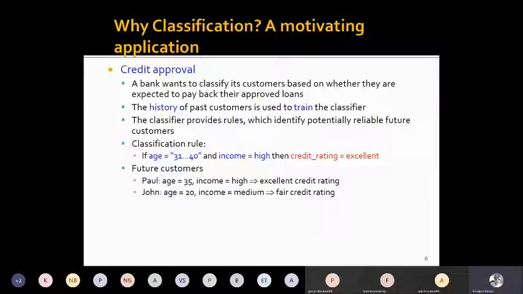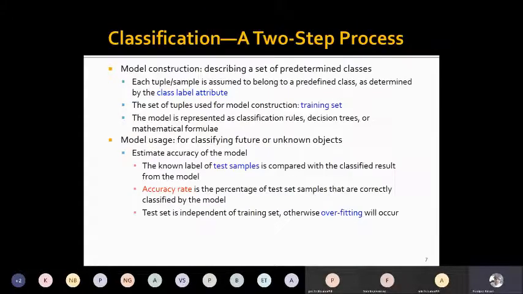So similar analysis, all banking institutions or financial institutions, they use it very regularly to evaluate the credit rating of a person and decide loan amount or credit amount and so on. So in classification, we will have two steps.